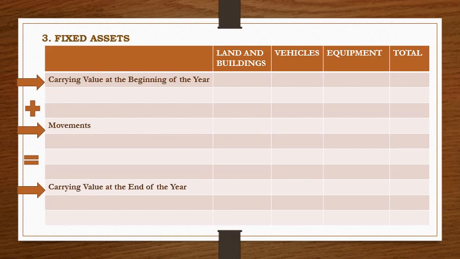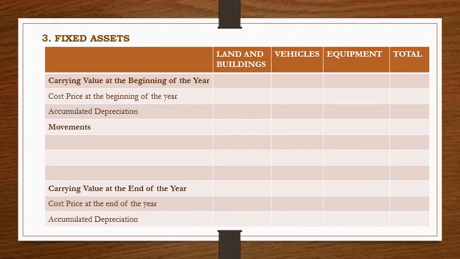Carrying value at the beginning of the year plus movements equals carrying value at the end of the year. That's it. By now, you know the formula of carrying value: cost price minus accumulated depreciation. So, enter it. Do this on top and below. Let's look at movements. In grade 10, there are only two, additions and depreciation. In grades 11 and 12, one is added, asset disposals.